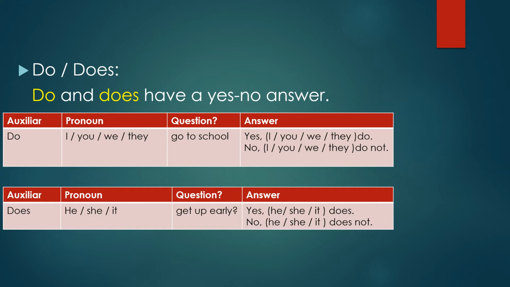And then we have the formation for the auxiliary form does. We use does with the third person, he, she, or it, and the question. Okay. We also have a yes or no answer. Remember, do and does have a yes or no answer. Example, does he get up early? Yes, he does. Or no, he does not or doesn't. It's the same. You can use the contraction form or you can use the full form. It's absolutely correct.